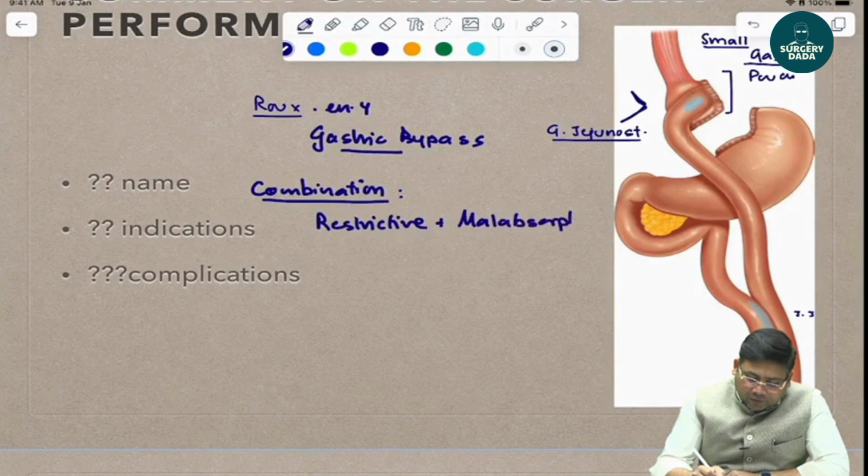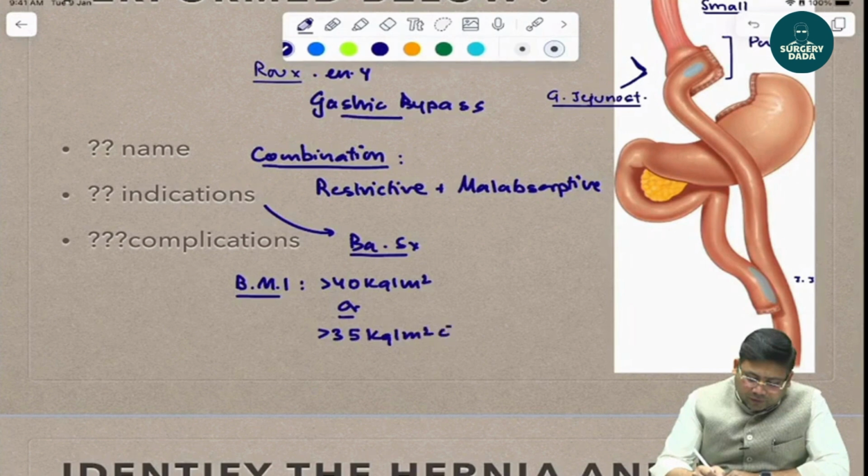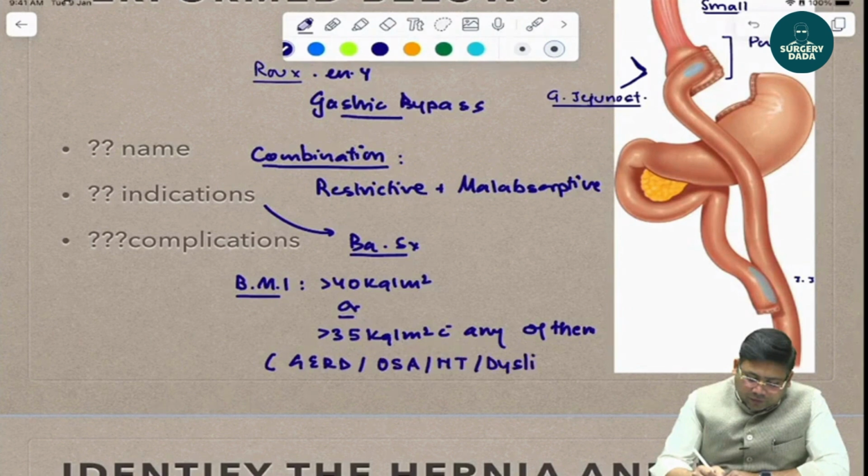So how do we see this? Let us understand the indications also. What are the classical indications? When we talk about the indications for bariatric surgery, you need to understand that BMI plays the most important role. So BMI of the patient more than 40 kg per meter square, irrespective of the conditions, or BMI more than 35 kg per meter square with any of them. What do you mean by any of them, students? Like you may be having GERD, obstructive sleep apnea, hypertension, or dyslipidemia. So dyslipidemia, hypertension, GERD, and diabetes mellitus also, these are the classical conditions. If the patient is having any of them, that is taken as an indication.